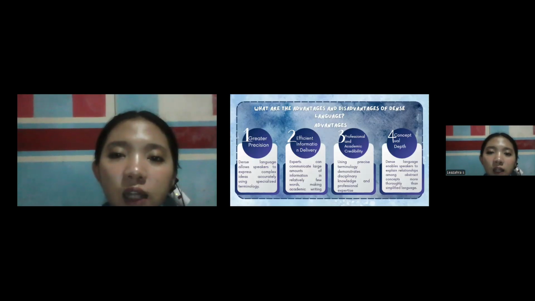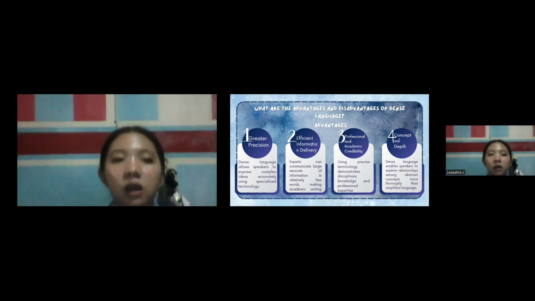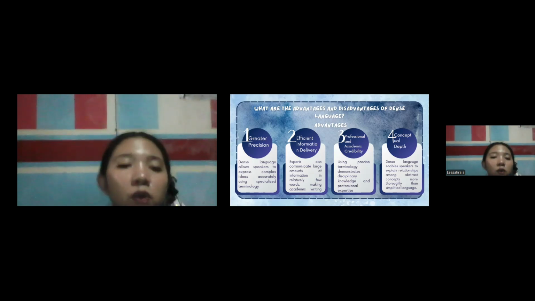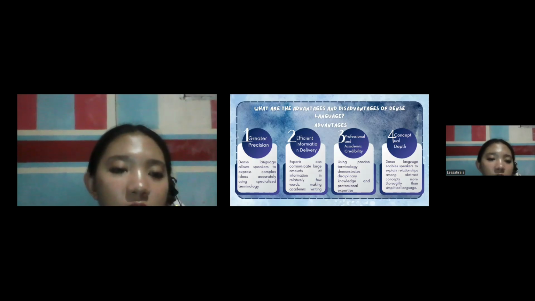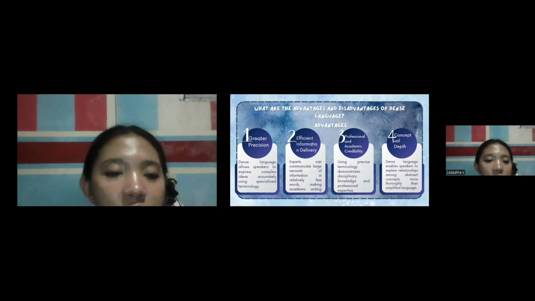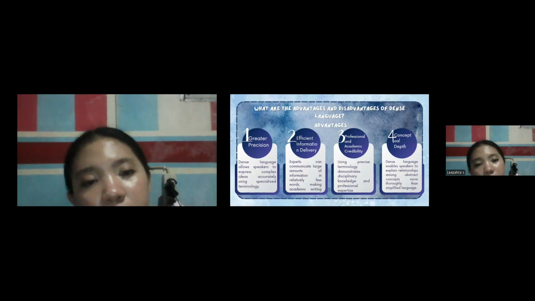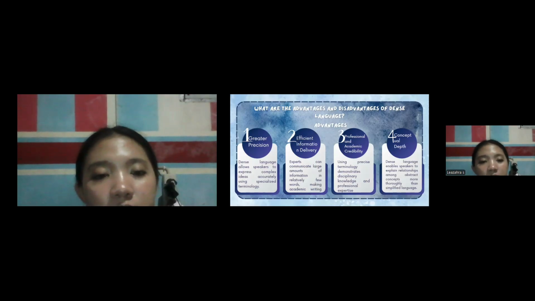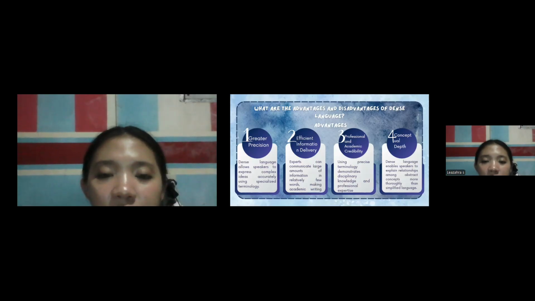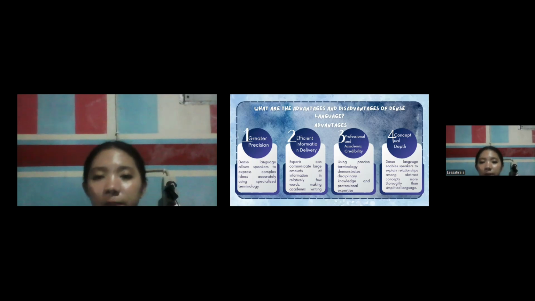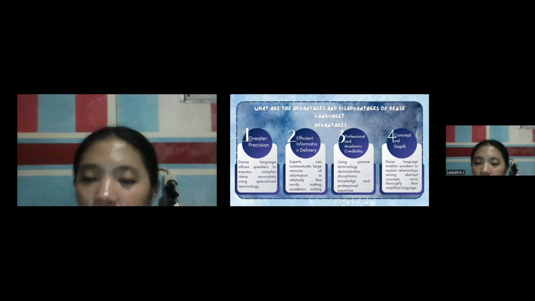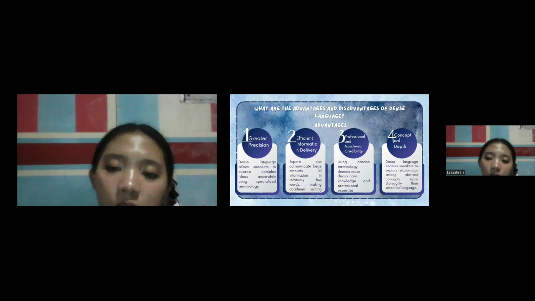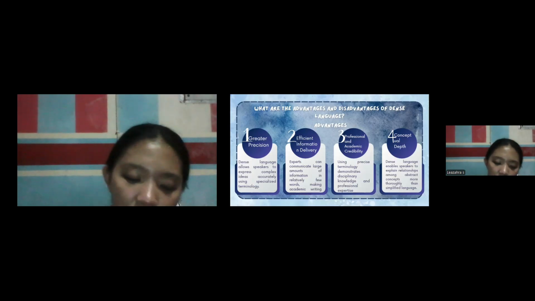What are the advantages and disadvantages of dense language? For the advantage, one is greater precision. Dense language allows speakers to express complex ideas accurately using specialized terminology. Two, efficient information delivery. Experts can communicate large amounts of information, making academic writing concise. Three, professional and academic credibility. Using precise terminology demonstrates disciplinary knowledge and professional expertise. Four, conceptual depth. Dense language enables speakers to explain relationships among abstract concepts more thoroughly than simplified language.